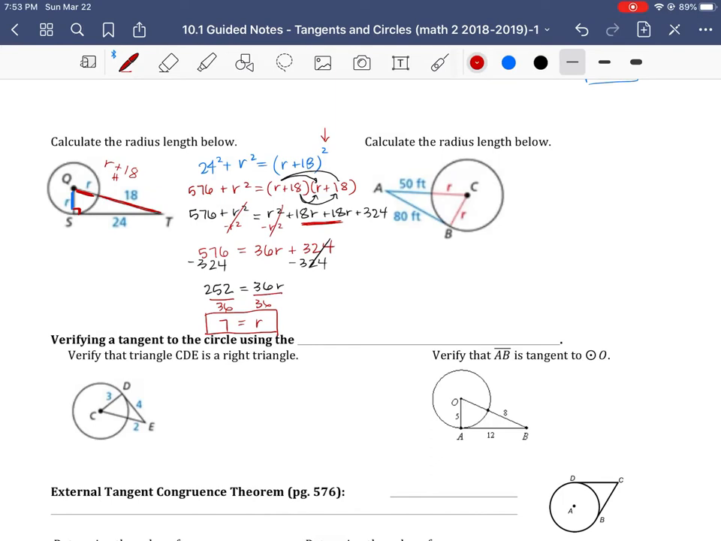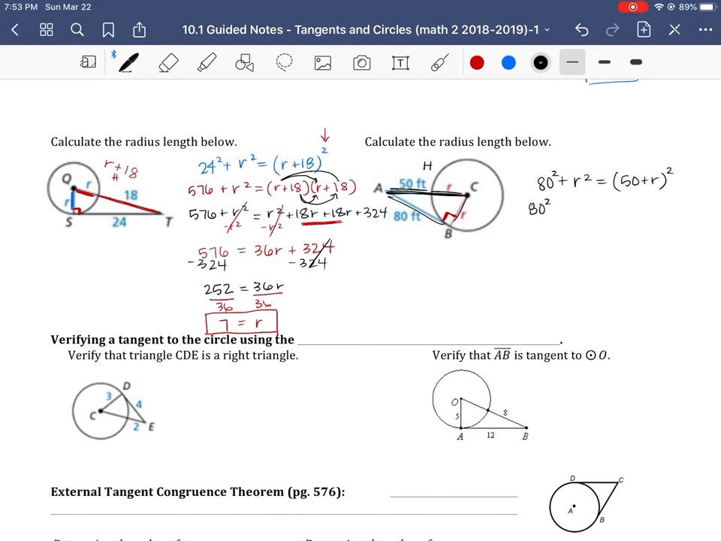Now the one off to the right, just for the sake of time, I'm going to set it up, and then we would solve through it the same way. Again, you need to identify here is the right angle. That's really important because here's your hypotenuse. So when you set this up, you're going to go leg squared. So let's start there. We would go 80 squared plus leg squared. The other leg is r. Then you have your whole hypotenuse here, which is 50 plus this r piece. So again, we go 50 plus r and then squared.